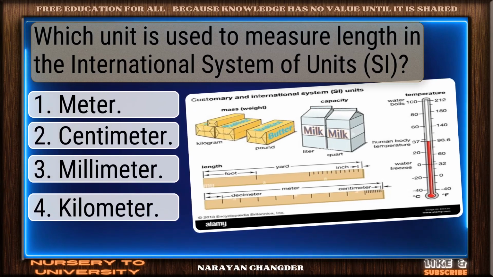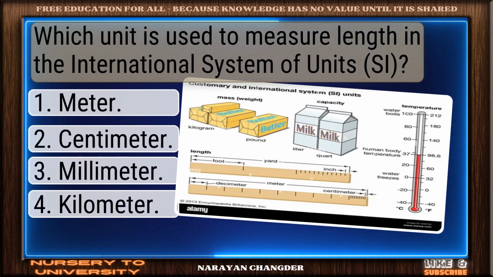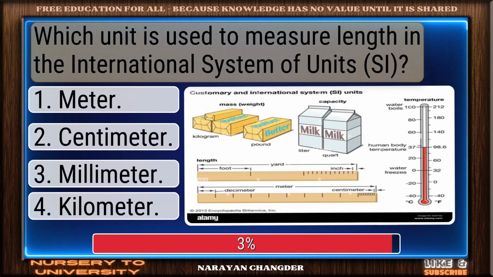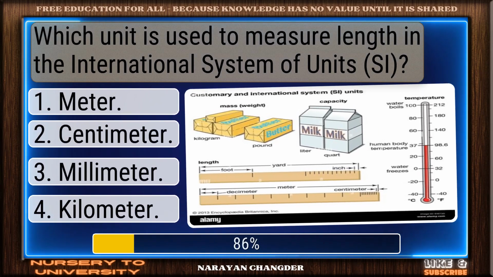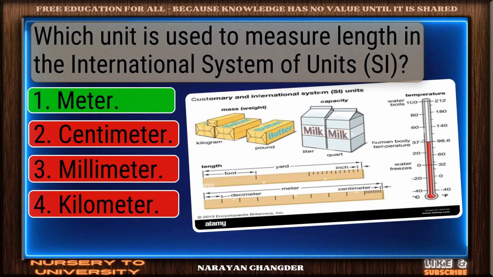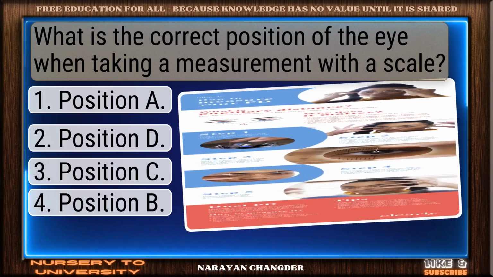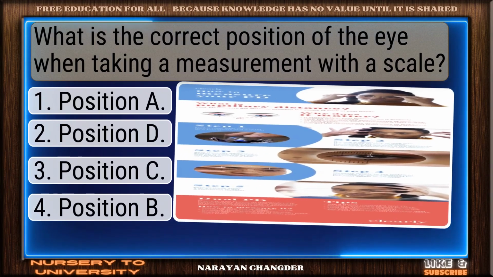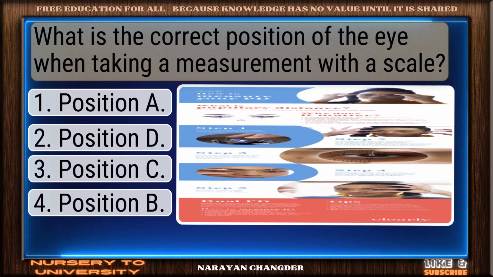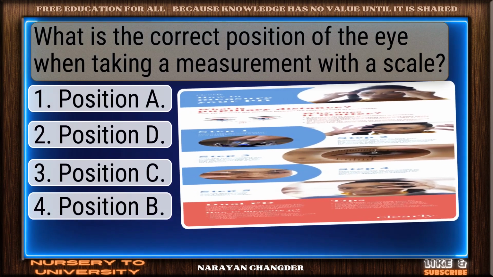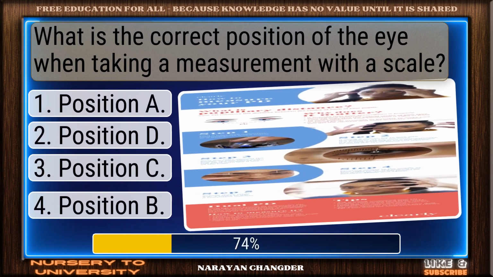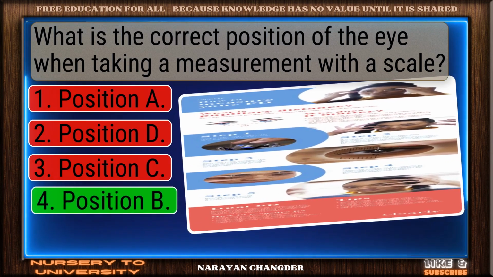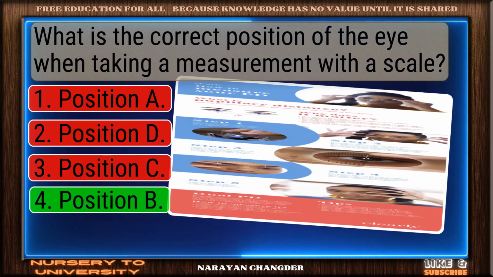Which unit is used to measure length in the International System of Units? Excellent. Meter is a brilliant choice. What is the correct position of the eye when taking a measurement with a scale? Perfect. Position B is the correct choice.